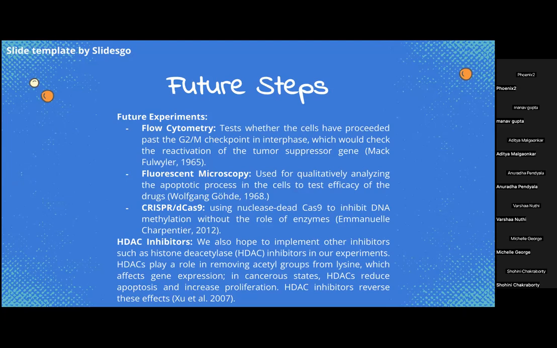And finally, we plan on switching from DNMT inhibitors to something called HDAC inhibitors or histone deacetylase inhibitors. So HDACs, they inhibit colorectal cancer in a different way by removing acetyl groups from lysine instead of actually inhibiting the enzyme like DNMT inhibitors do. And in cancerous states, HDACs reduce apoptosis and increase proliferation. And so HDAC inhibitors reverse these effects, which means they're effective in reversing cancer as well, treating cancer.